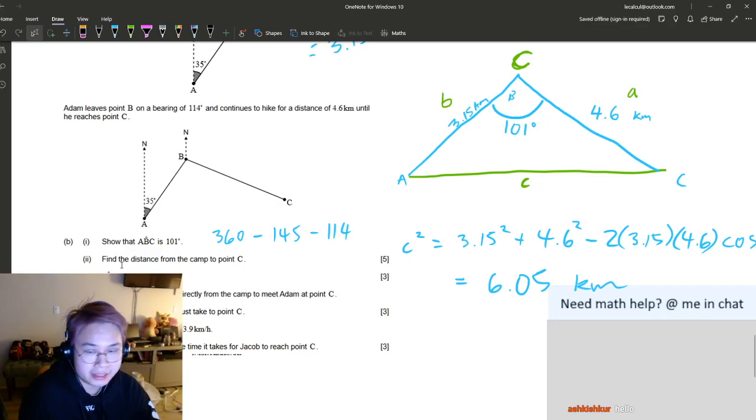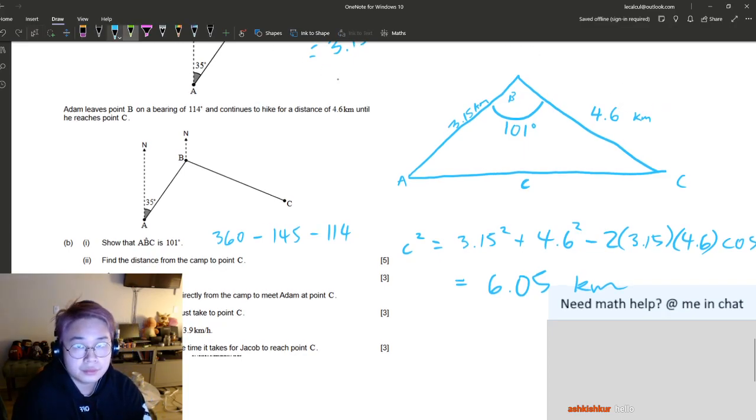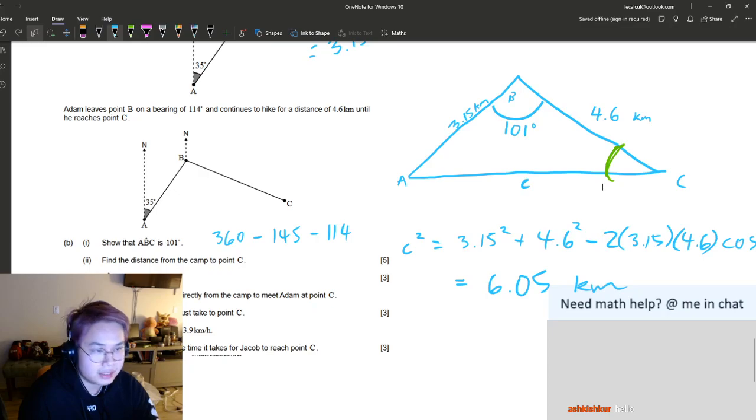We need to find angle B to C to A for part C. And let's change colors along the way. I'm going to let green be the things that I need to find. So I need to find this angle now. And I just found out that the distance from A to C is 6.05.